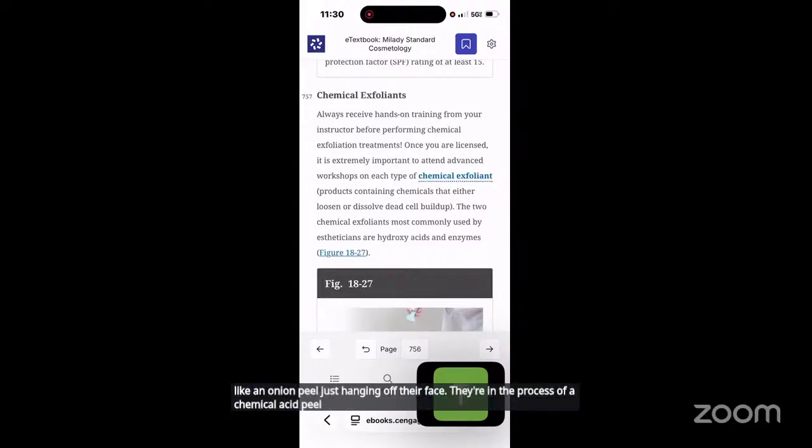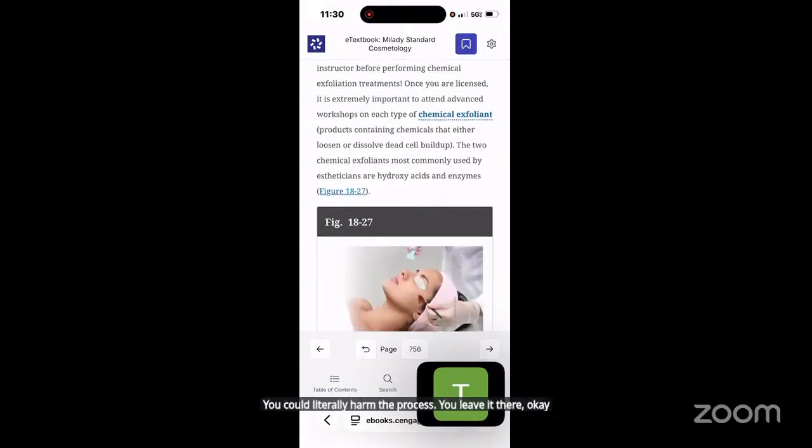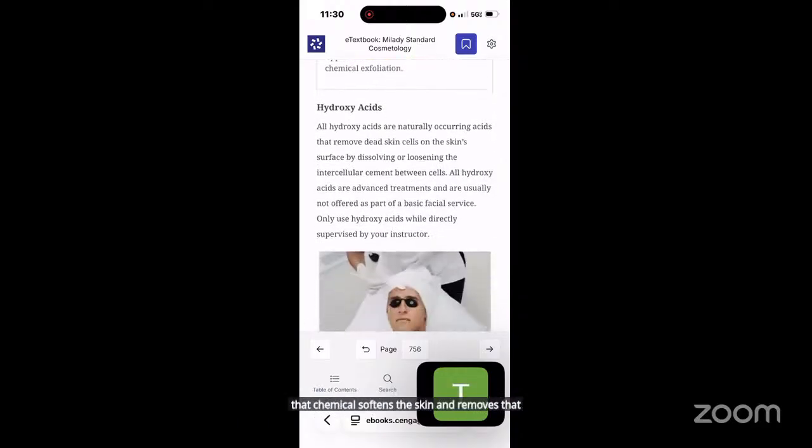Their skin is going to look amazing afterwards, okay? But I see a lot of people trying to remove it themselves. You don't remove it yourself. You could literally harm the process. You leave it there, okay? Any cell buildup, that chemical softens the skin and removes that cell buildup, okay?